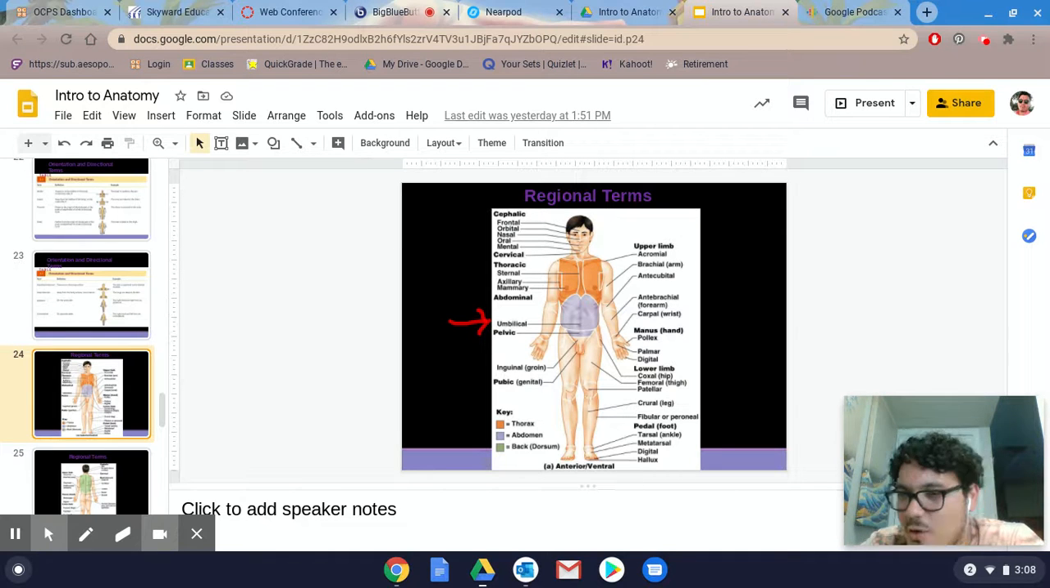The parts of the hand we don't need to worry about, like the thumb has its own name and all that stuff. If we have upper limbs, then guess what? We got lower limbs too. The lower limbs are the legs. That's easy. And then finally, the feet are known as your pedals.